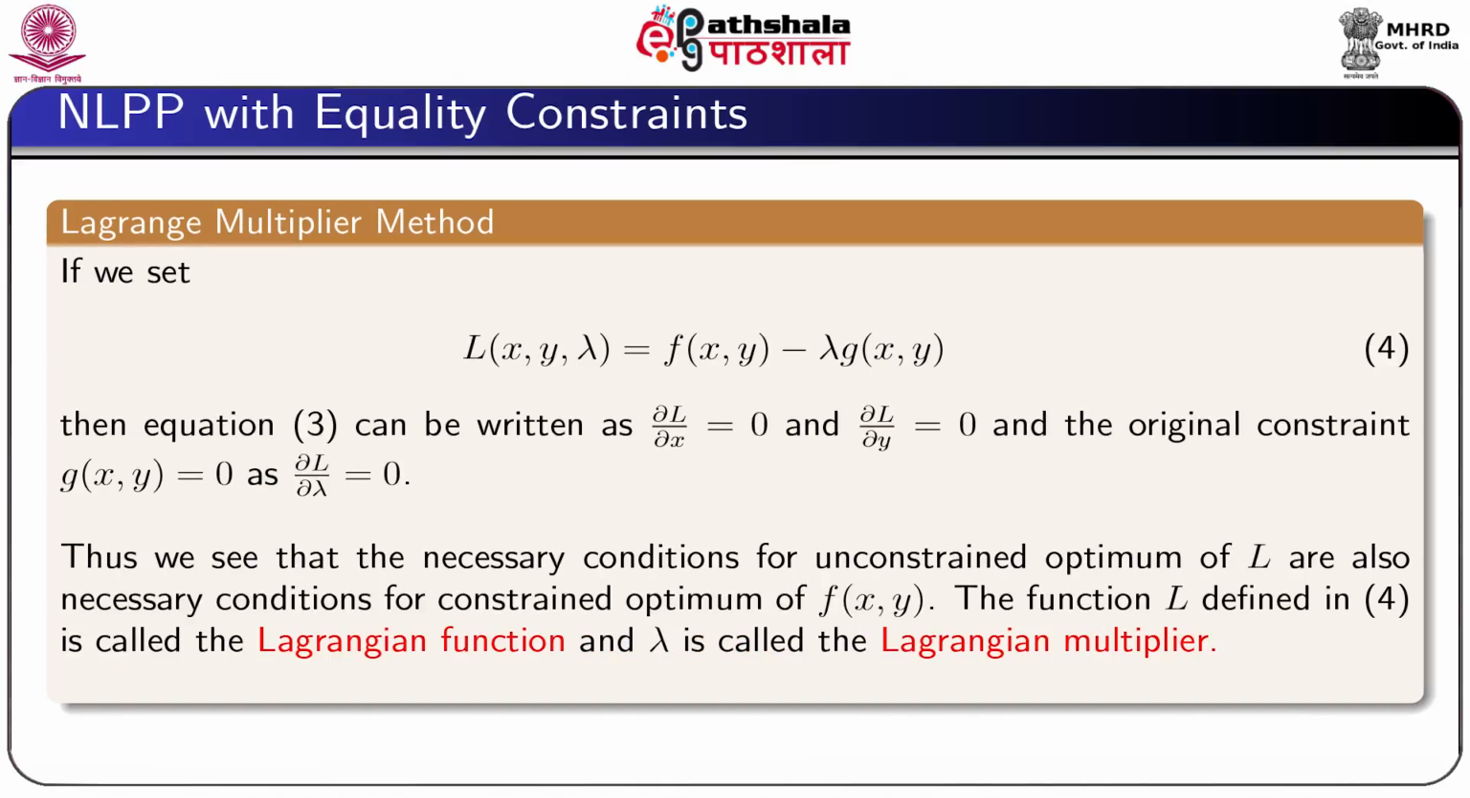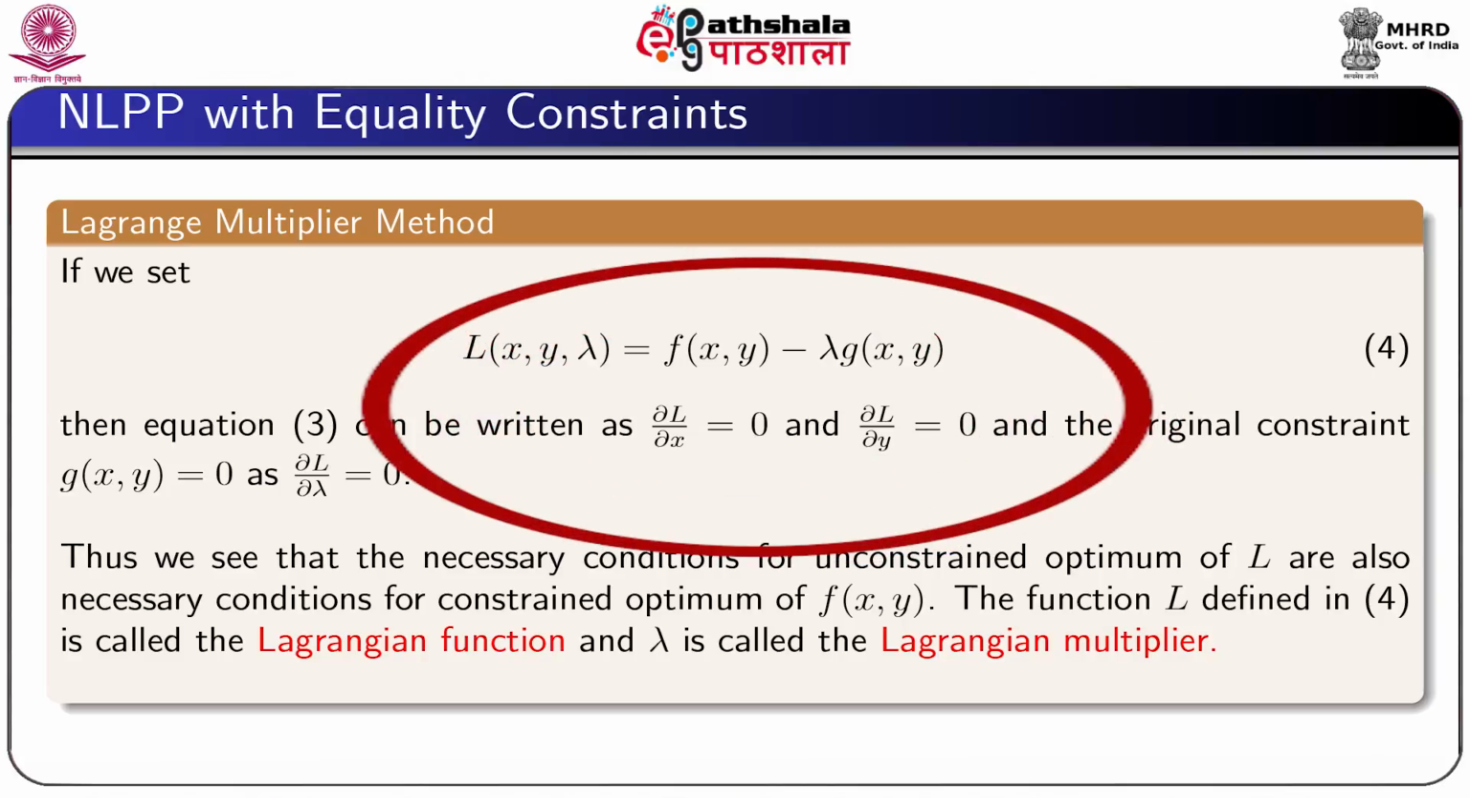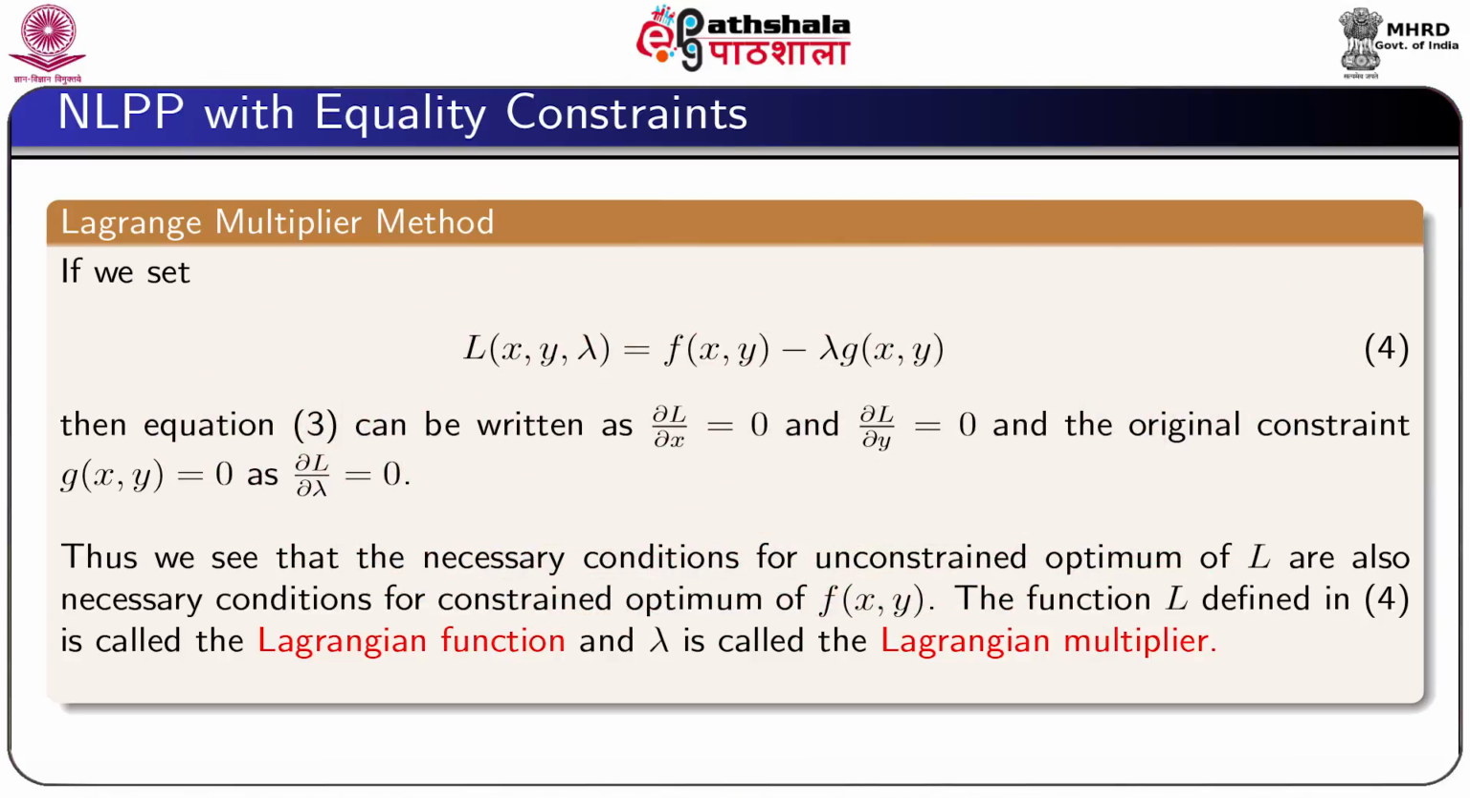Now, if we set L as a function of x, y and lambda, which is equal to f(x, y) minus lambda g(x, y), then equation 3 can be written as ∂L/∂x is equal to 0 and ∂L/∂y equal to 0, and the original constraint g(x, y) equal to 0 is just ∂L/∂lambda equal to 0.